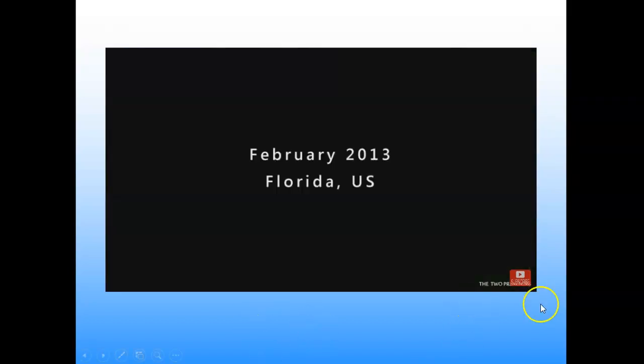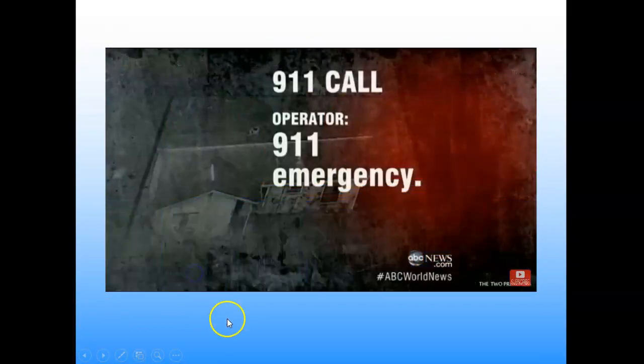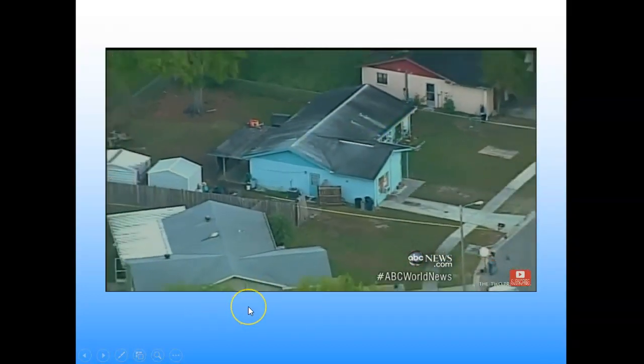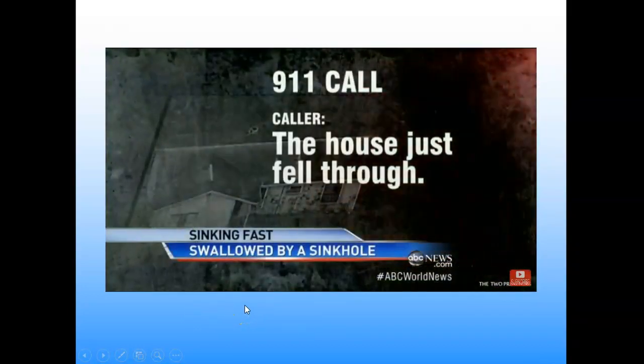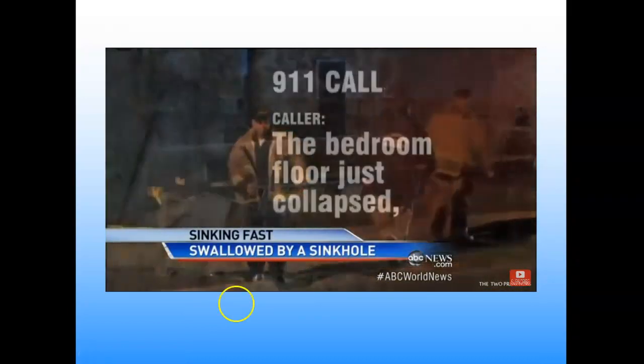What else do I have for you? Florida, we said, is prone to those. There is an example, and this was crazy, where a sinkhole opened up under a house, and somebody was in the room where the sinkhole opened up, and they fell into this open space, this cavity.